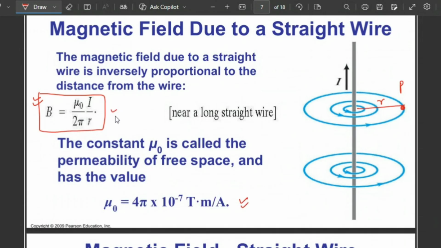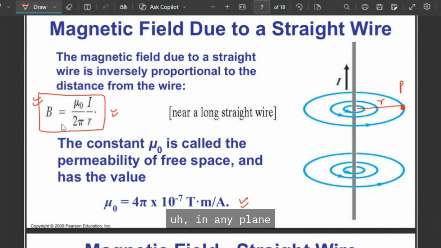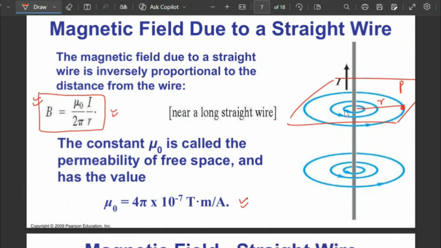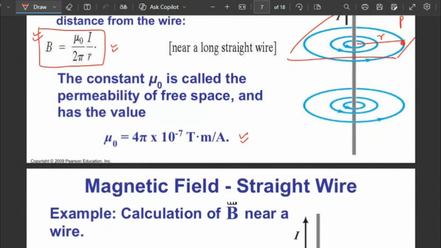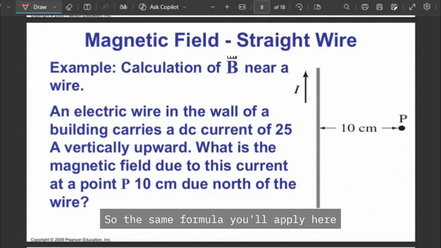This is important. This is the formula for magnetic field due to a current carrying wire in any plane. So this is that plane in which we are calculating magnetic field. At any point, we just have to understand what is the value of current, and what is the distance from the current carrying wire. That's all you are going to use. So the same formula you'll apply here, you'll get the answer.